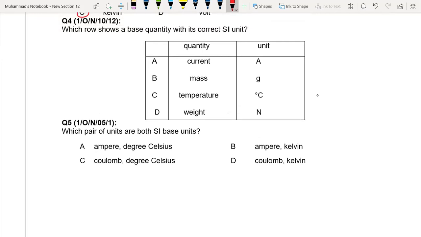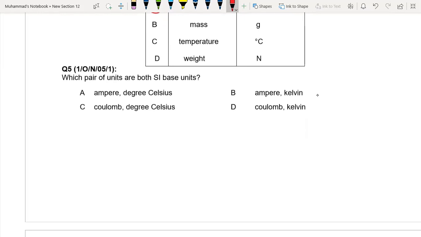Which row shows a base quantity with its correct SI unit? So question 4. Current is a base quantity, and its unit is ampere, so the symbol is A. So option A is correct for question 4. In the second option, mass is an SI base quantity, but its unit is not gram. Temperature is an SI base quantity, but its unit is not degree centigrade. Weight is not an SI base quantity.